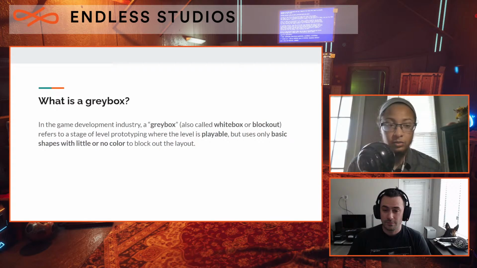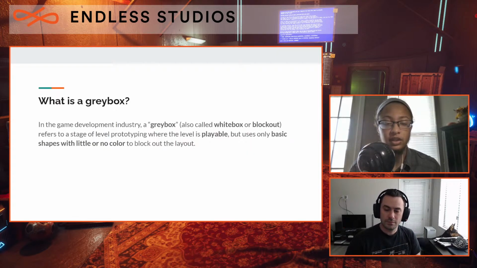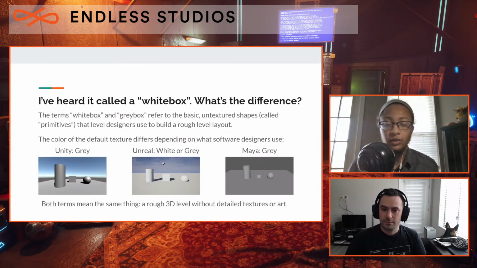You may not have heard this term before, or you might have heard other things like a Whitebox or Blockout. These are all kind of the same thing, and in game development, this means it's a stage of making a level where it's playable, but it only uses basic shapes with little or no color to block out the layout. So if you've heard it called a Whitebox, that is again the same thing, and the terms Whitebox and Greybox refer to the untextured shapes, which are often called primitives, that level designers use to make this rough level layout.